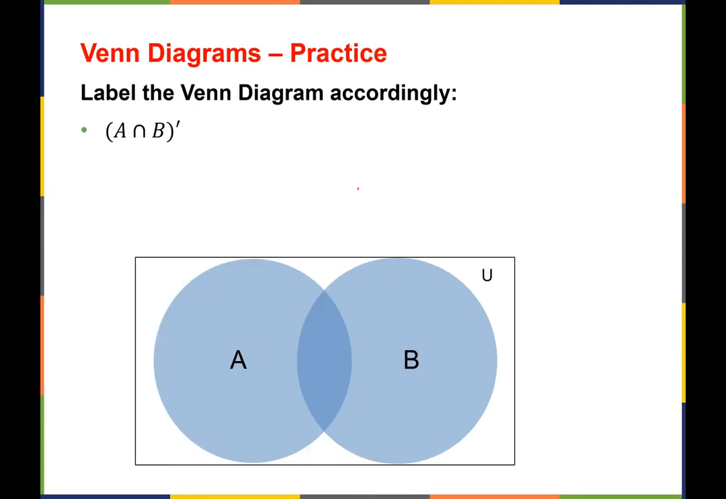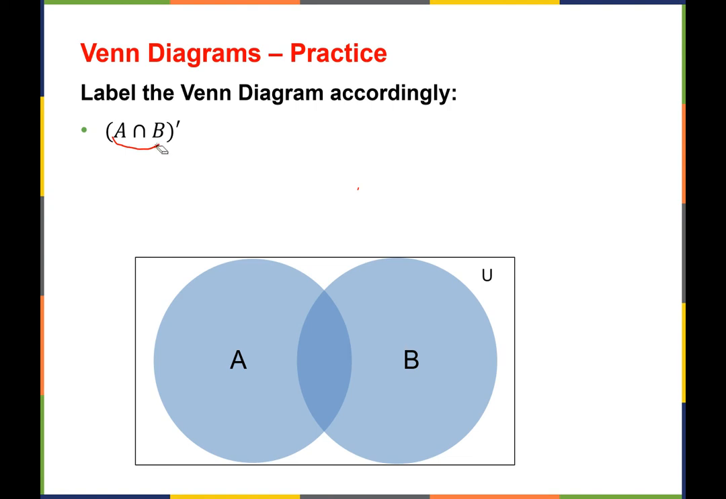What I want you to do right now is try and shade in. So just draw this Venn diagram on your paper right now and shade in what you think will be A intersect B, and then that set complemented, that set not. So not in the intersection of A and B. So pause the video and figure out what you think that will be.